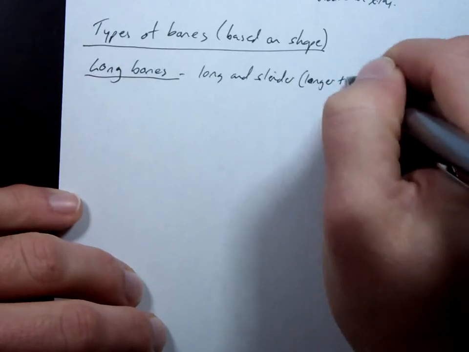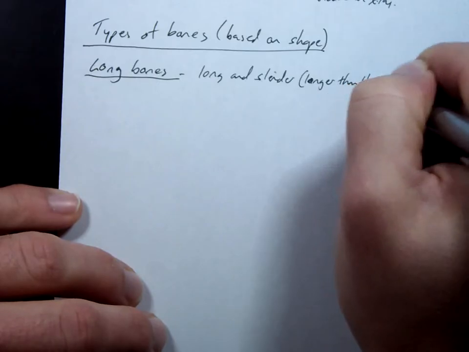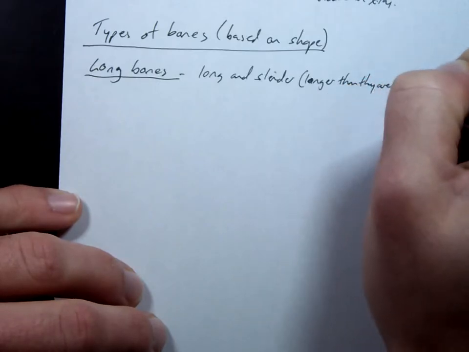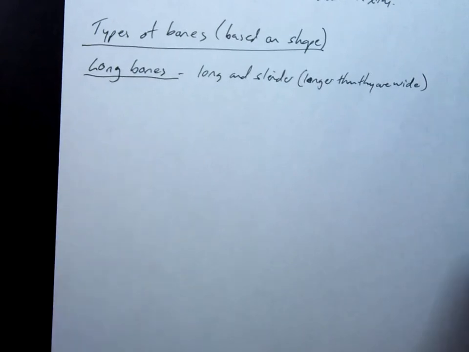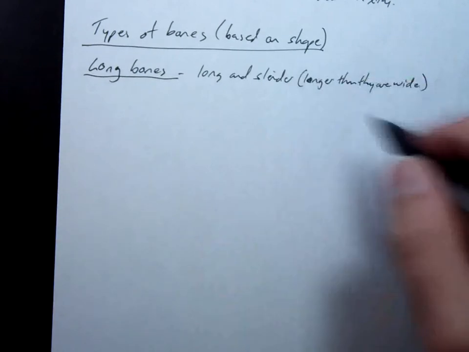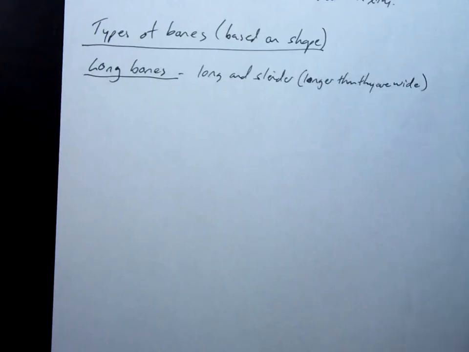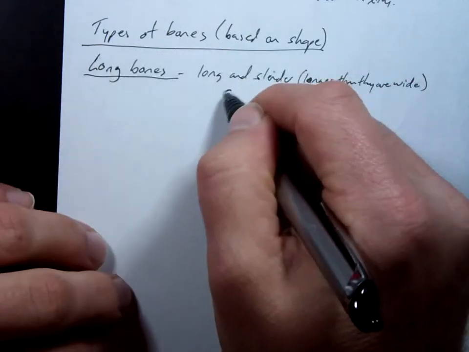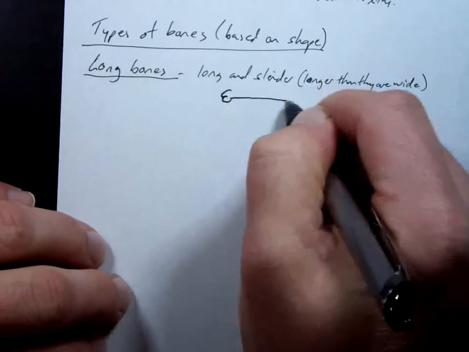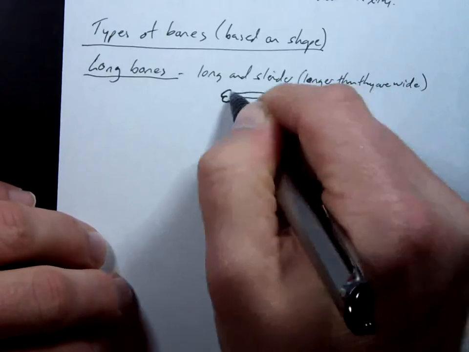Longer than they are wide. Okay? So there's more length than there is width as a long bone. And typically, they're somewhat tube-shaped. So, folks, that would be like that right there, or a better version of it.